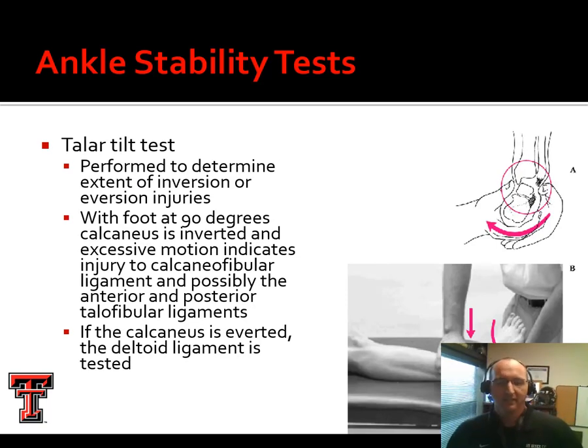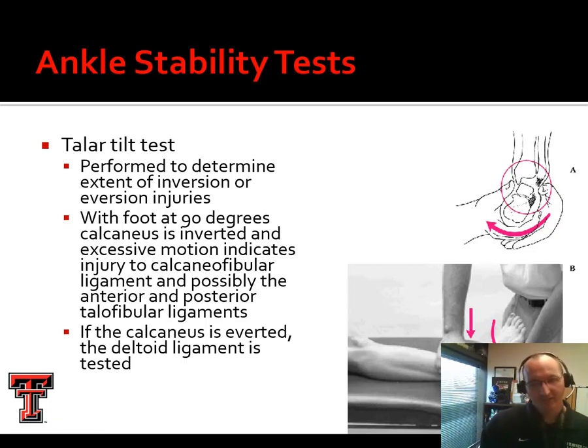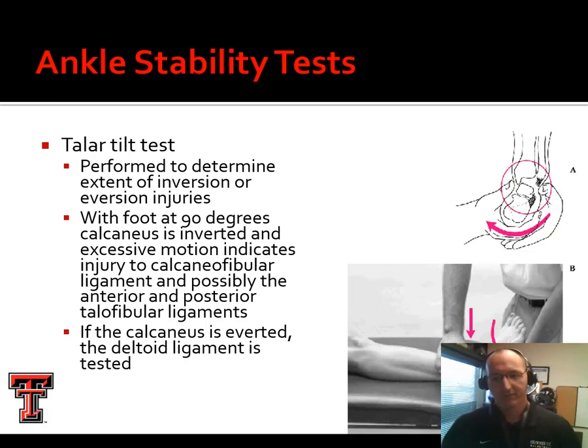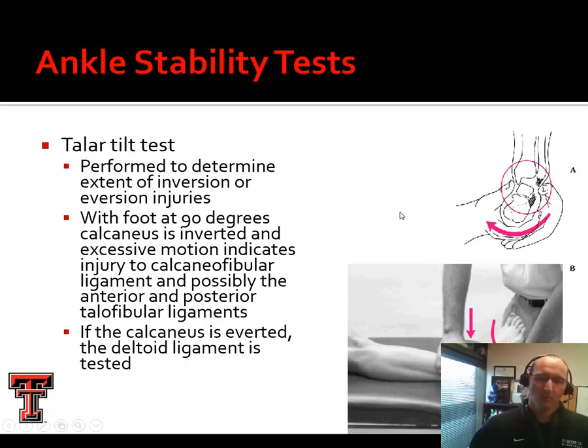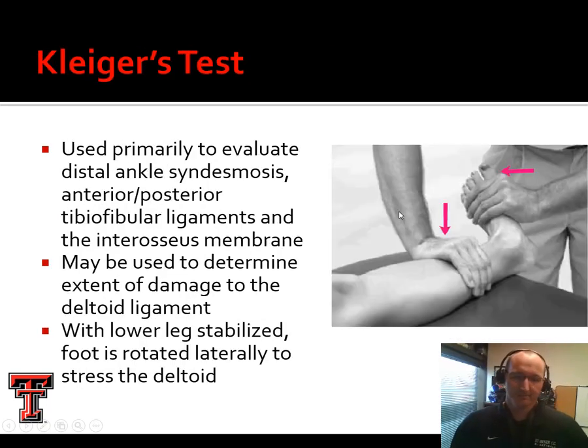Another stability test we do is called the Taylor tilt test, and this one's more for calcaneofibular as opposed to the anterior drawer, which is more for anterior talofibular. So same type of positioning, but instead of pulling up and trying to anteriorly translate the foot, we actually invert the foot. So we stress that calcaneofibular ligament. If we evert and pull their foot out into eversion, we're actually stressing the medial side, and that would be for a deltoid test to see if they've got an eversion sprain. But more often than not, this test is going to be done for inversion.